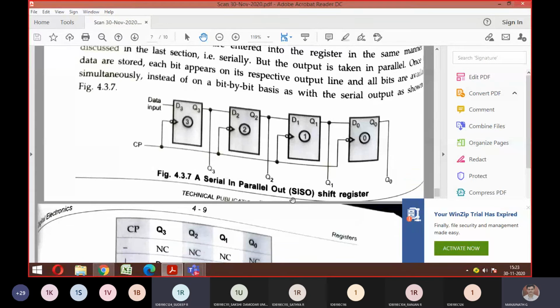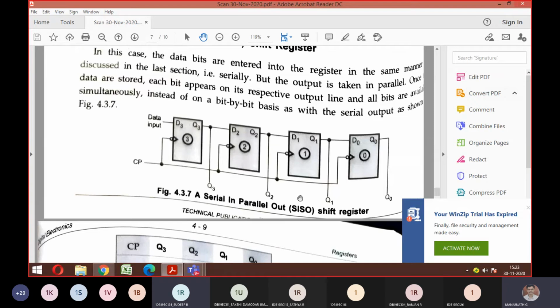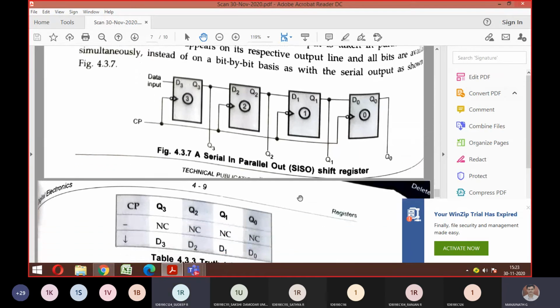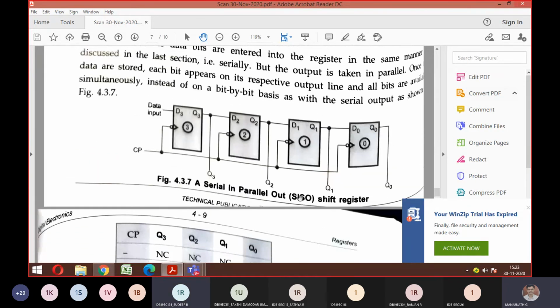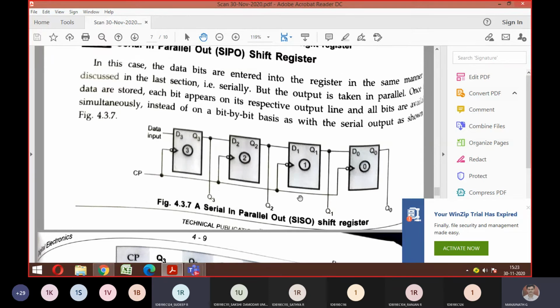The diagram naming is missing there. This is not SISO. This is SIPO. Just change the diagram. It's SIPO. We give input as 1010. What's the output here? Input serially, output parallelly.